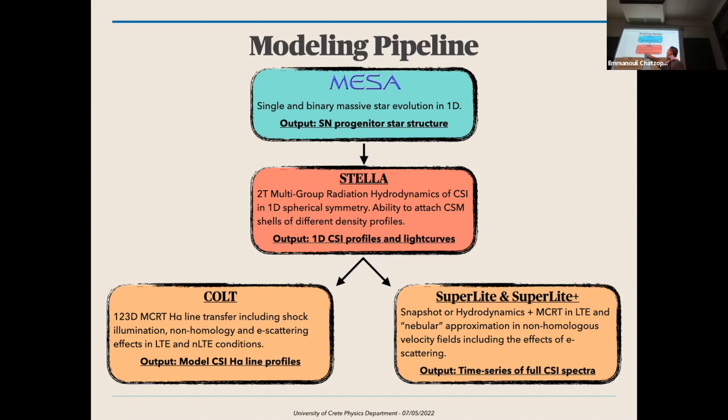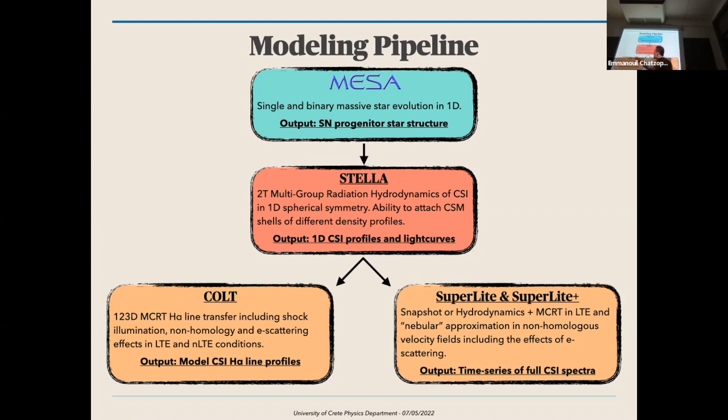So the output from that is one-dimensional profiles of circumstellar interaction for different initial conditions. It will also give you light curves, so you can get predictions on light curves for those interactions. Then once we have those profiles, we just have light curves. We don't have spectra yet at this level. Then the next task is to calculate line profiles and full spectra.